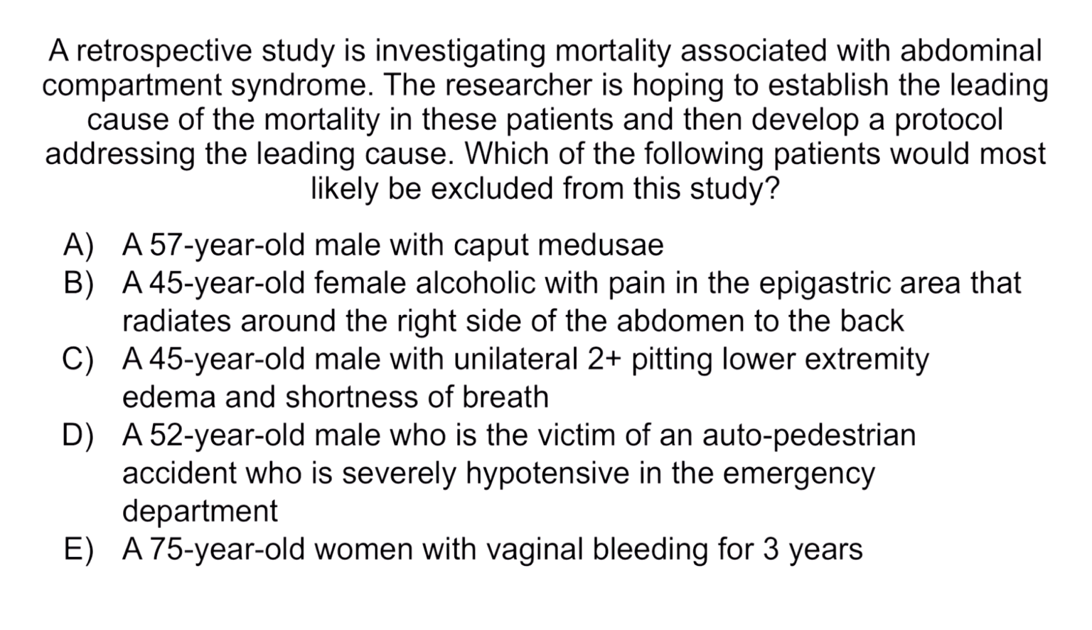One of the reasons abdominal compartment syndrome has such a high mortality rate is because it can lead to multi-system organ failure. It can also be caused by many pathologies, basically any that lead to increased inflammation and edema of the abdomen. Now, the 45-year-old with unilateral 2+ pitting edema and shortness of breath likely has a pulmonary embolism, which is unlikely to lead to abdominal compartment syndrome. So this makes C the correct answer.